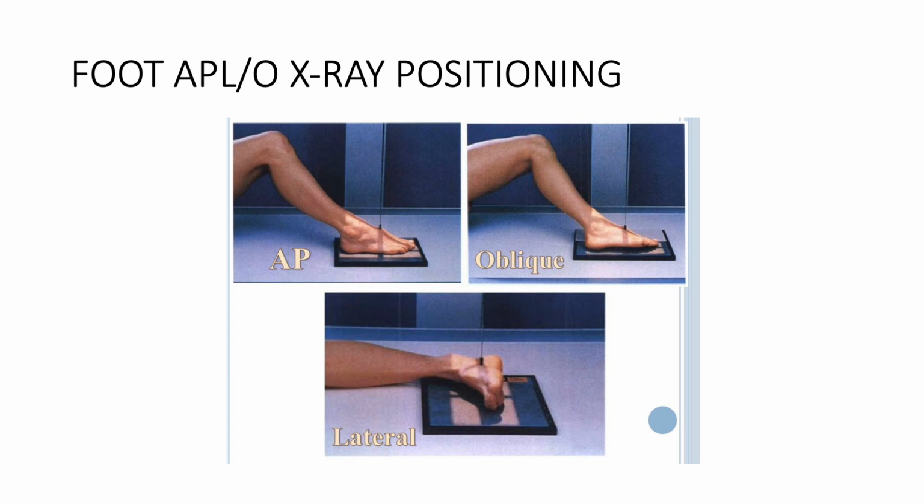Routine positioning of the foot is AP and lateral views, and we also have the oblique views because we wouldn't want the digits to be superimposed on each other, so that we are able to get another view of the digits in question. On the lateral view, all the digits, the phalanges, and the metatarsals are superimposed on each other. So that's how we position the foot on x-ray.